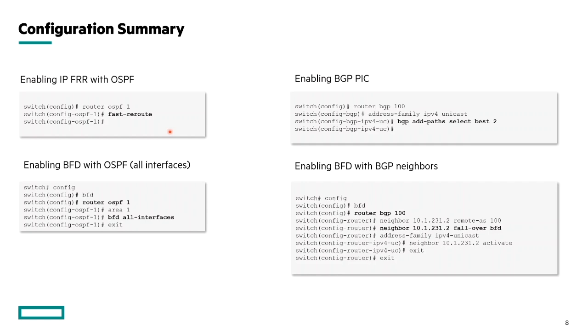And these are examples of enabling BFD, depending on the environment of where you want BFD to be enabled, and this is a process of doing it for all interfaces for OSPF. So it's under the router process, enabling BFD globally, and then BFD all interfaces under the router OSPF processes. Likewise for BGP, BFD enabled globally, and under the BGP instance, you then enable for each neighbor fall over BFD.